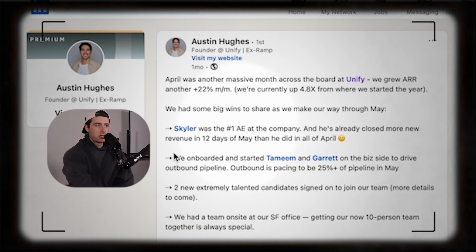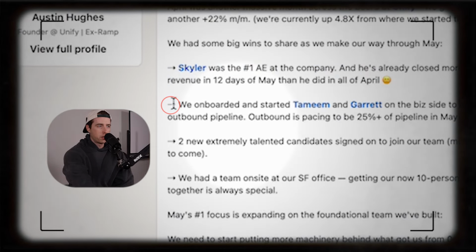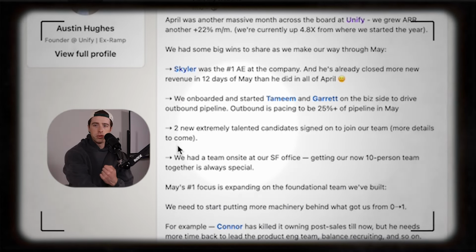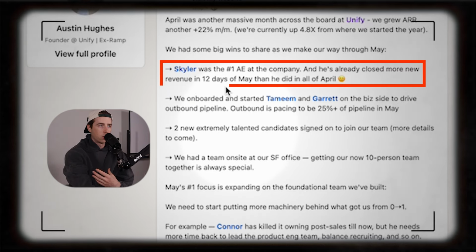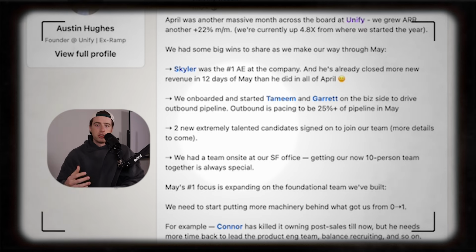And then with the win section, pretty straightforward here. Not a whole lot to call out, but notice how it's in a bulleted list format. In this case, you use the arrows, but you could use bullets or you could use numbers, whatever you want, but just a very simple list. It makes it very readable. And also it's easier for you to write because you don't have to think about crafting it into a compelling narrative. And then you can see how he tagged the specific team members. So Skylar was the AE that they onboarded in April. They also tagged Tamim and Garrett. And again, they'll engage and increase the distribution of the post.